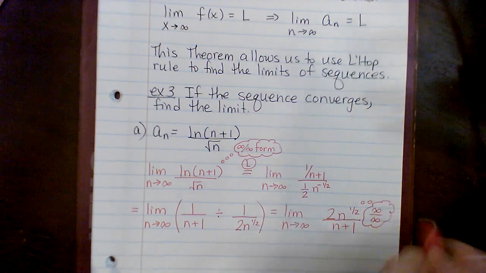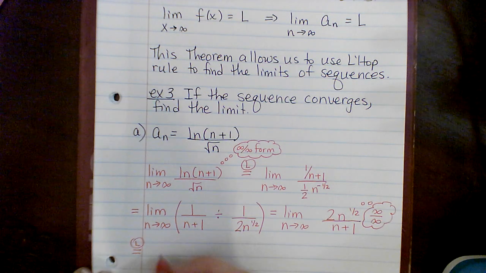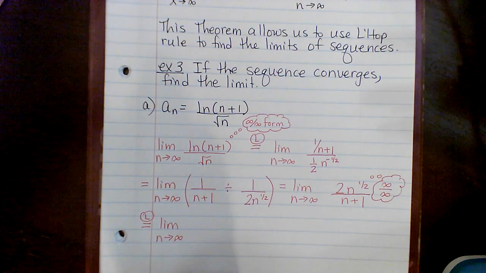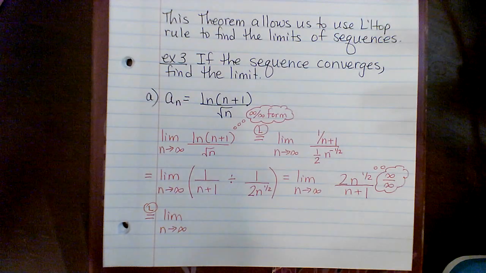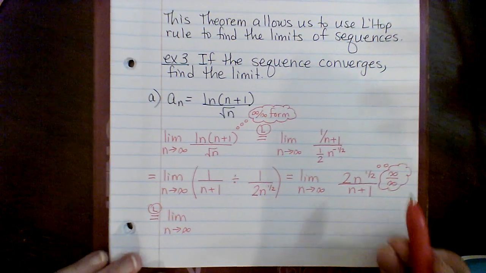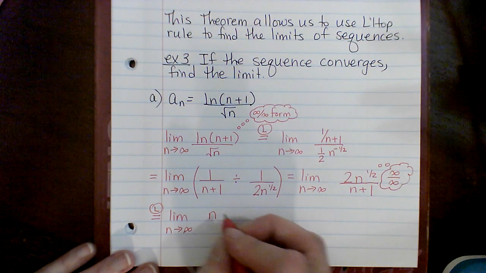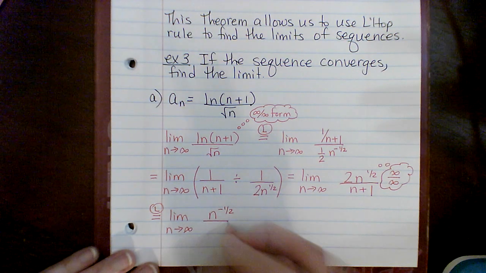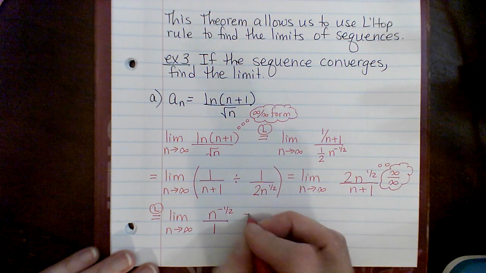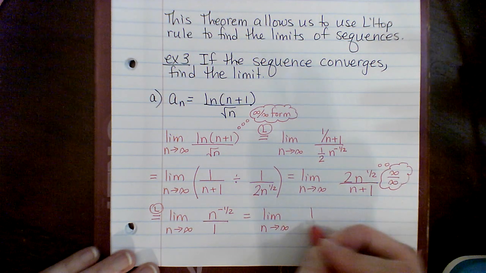I'm going to use L'Hopital again. So the limit as n goes to infinity. All right, so power rule again. It's going to be 1/2 times 2, which is going to just be 1. And that'll be n to the negative 1/2 power over the derivative of n plus 1, which is just 1. All right, now we're getting somewhere. That's going to be just 1 over the square root of n.